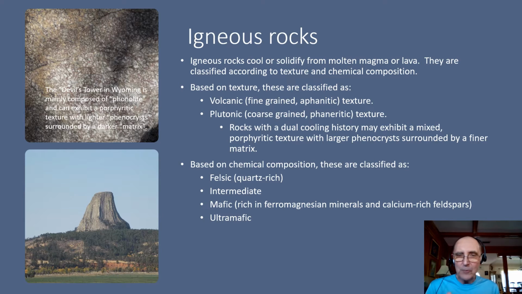Based on their chemical composition, we classify igneous rocks as either felsic, intermediate, mafic, and ultramafic. Felsic rocks are rich in the mineral quartz. Mafic rocks typically do not have any quartz. They're rich in the ferromagnesian minerals. Those have a lot of iron and magnesium, and also some of the calcium-rich plagioclase feldspars. Intermediate rocks fall somewhere in between the felsic and the mafic. And then you have the ultramafic rocks, which is mainly what the Earth mantle is composed of. Those are the supermafic rocks.